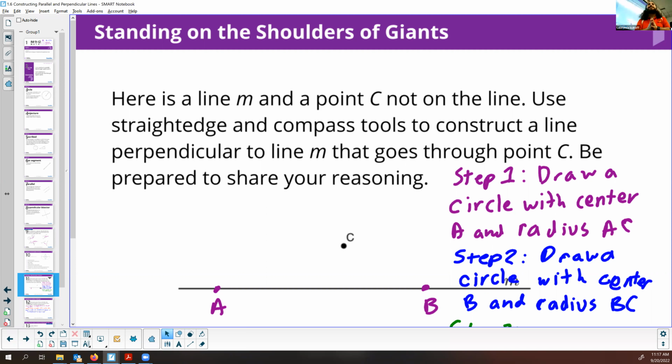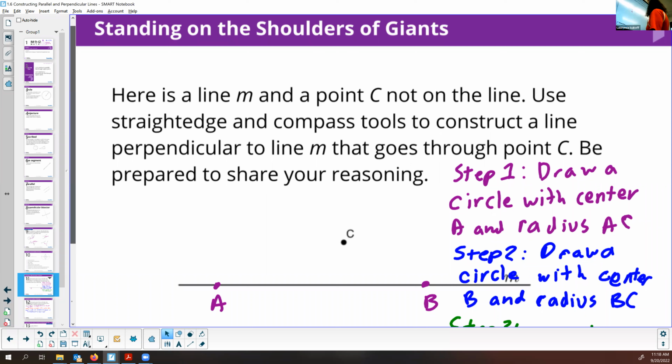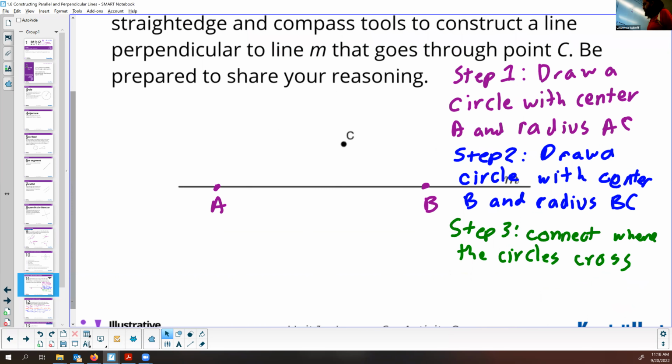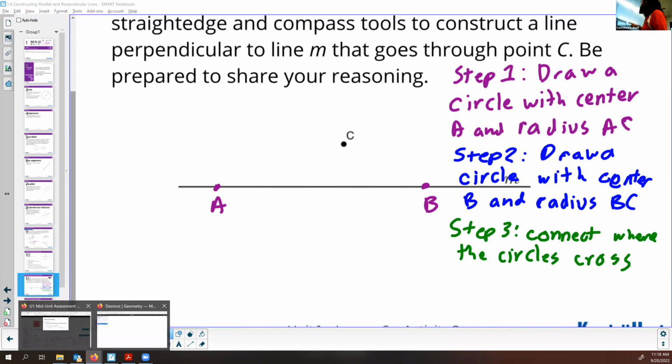It does not force it to bisect, because if they're equal size, you're meeting in the middle. If they're unequal sizes, you're not going to be in the middle, but you will create that perpendicular. And then the last step will be to connect where the circles cross. So let's look at that in action on Desmos.